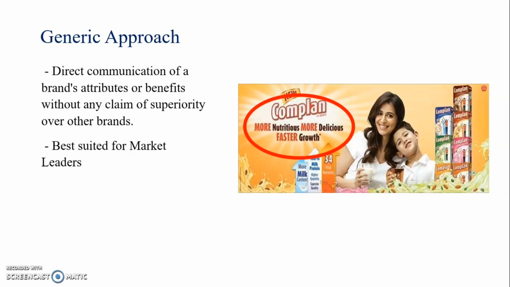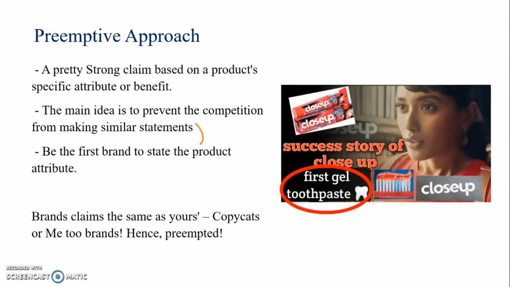If you can see here, we have considered the example of Complan, where Complan is claiming that it is more nutritious, more delicious, and it helps you to grow faster. At the same time, you should also note that it is not claiming any kind of superiority over other brands, and this generic approach is best suited for market leaders.